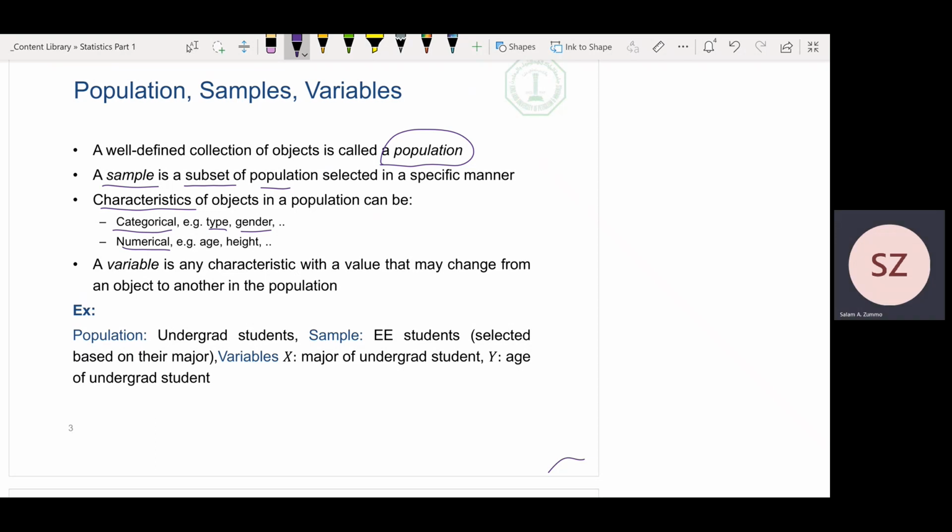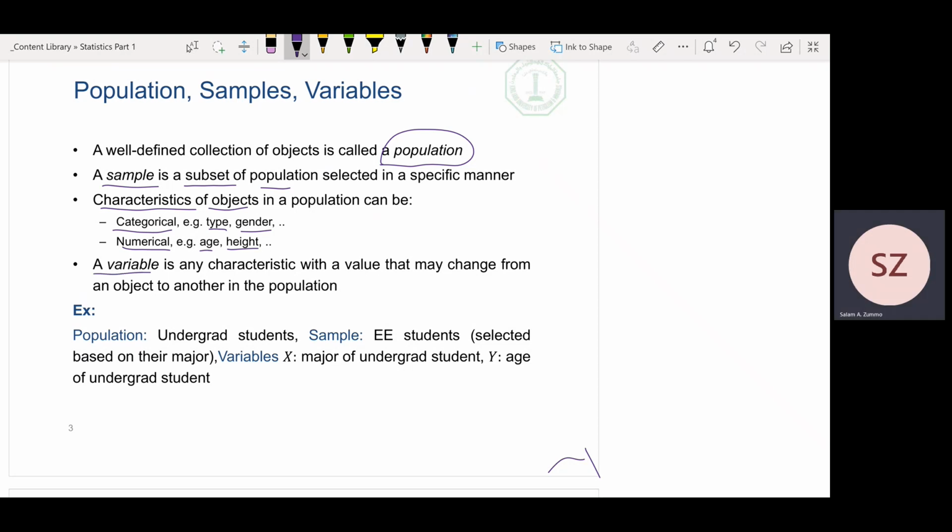Or you can have numerical, for example age, height, so you can divide the population into categories according to either. So the characteristics of the population can be either categorical, like descriptive, or numerical, like age, for example above 50 or below 20, height higher than this or lower than that. Clear? So these are what we call characteristics of objects in the population.